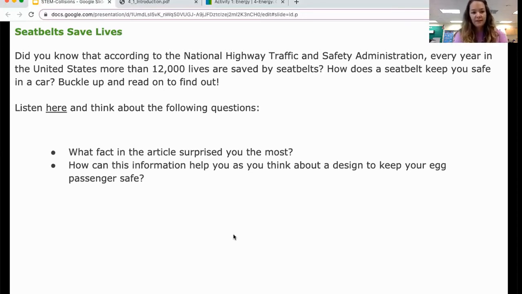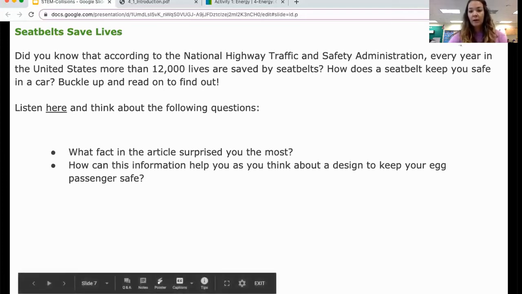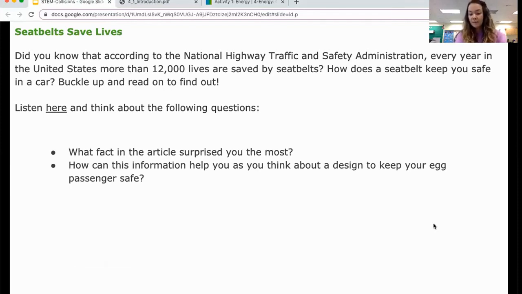Seatbelts save lives. Did you know that according to the National Highway Traffic and Safety Administration, every year in the United States, more than 12,000 lives are saved by seatbelts? How does a seatbelt keep you safe in a vehicle? Buckle up and read to find out.